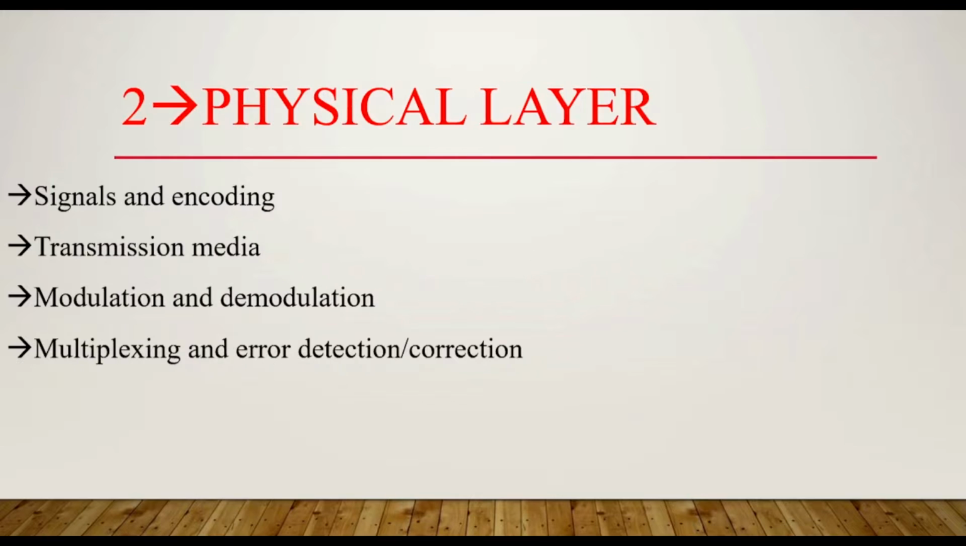Third section, Physical Layer. This module covers the physical layer of the OSI model. It introduces the students to the different transmission media used in computer networks and the various signal encoding techniques used to transmit data over these media. It also discusses modulation methods and error detection and correction techniques.